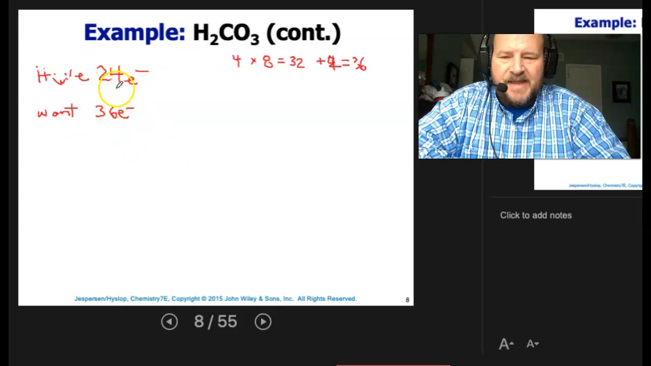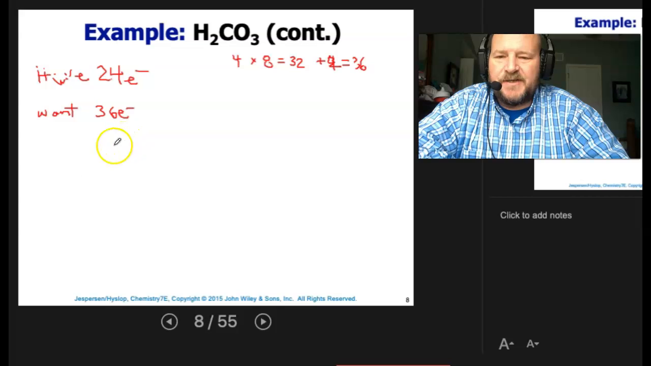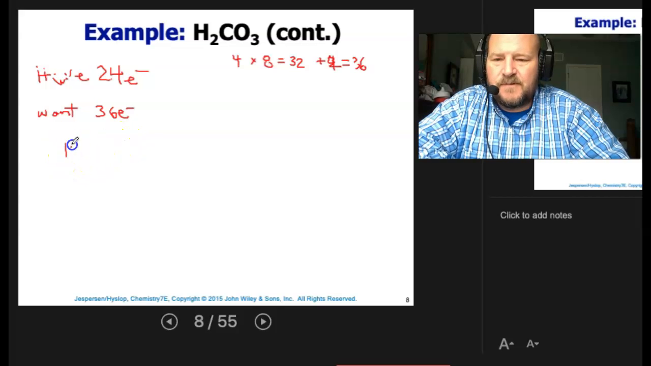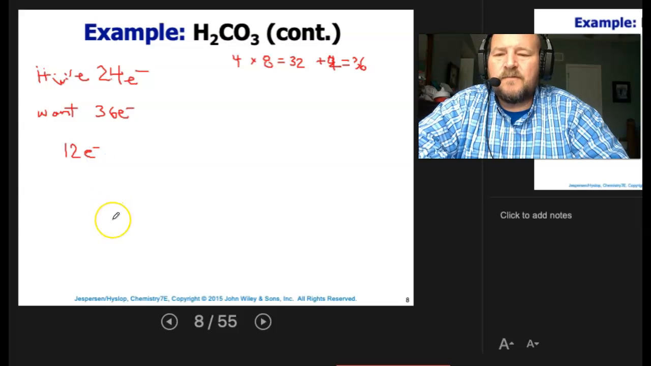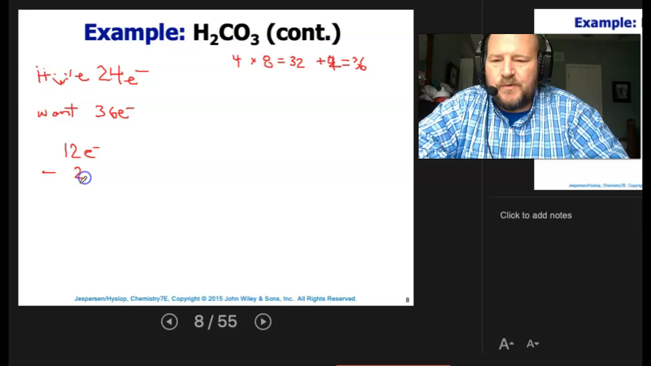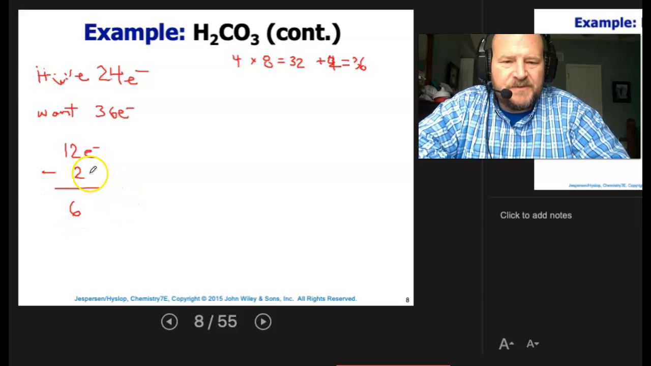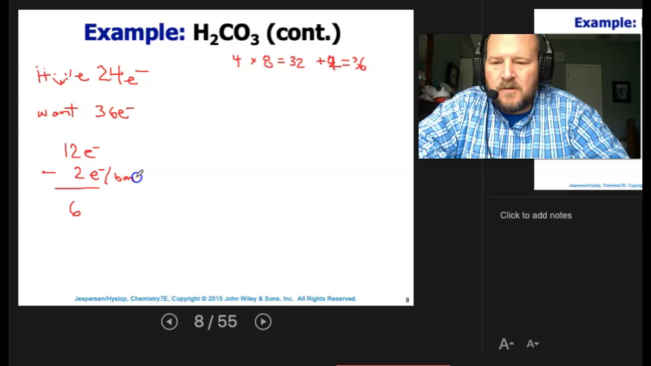Now what we can do is find that difference. So that's going to be 12 electrons. Right? And now we're going to divide that by 2. That's going to give us 6. Now the reason why we're dividing by 2 is this is going to be 2 electrons per bond, which means this is going to be 6 bonds.